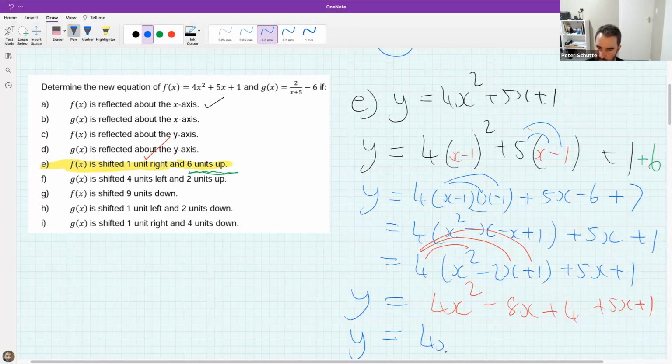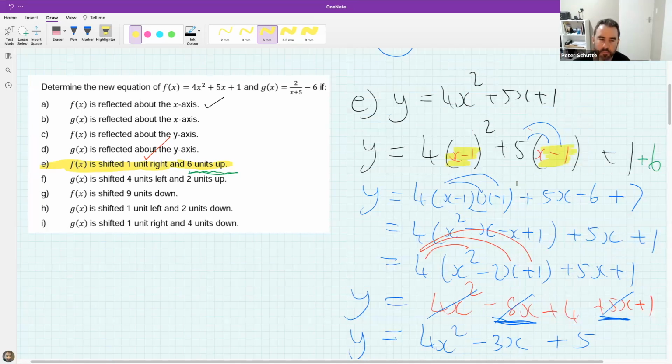Feels like it's definitely going to be a 4x squared. And then I've got minus 8x plus 5x, which should be minus 3x. And then plus 5. Give me a thumbs up if you followed what I did there. Give me a thumbs down if you felt a bit lost. I think the hard part was understanding why this needed to be here. And then the other hard part was multiplying out correctly.